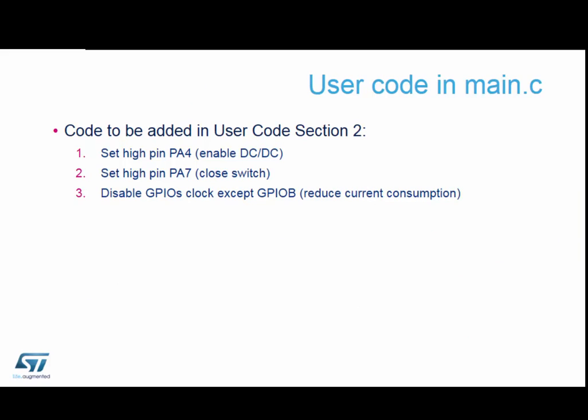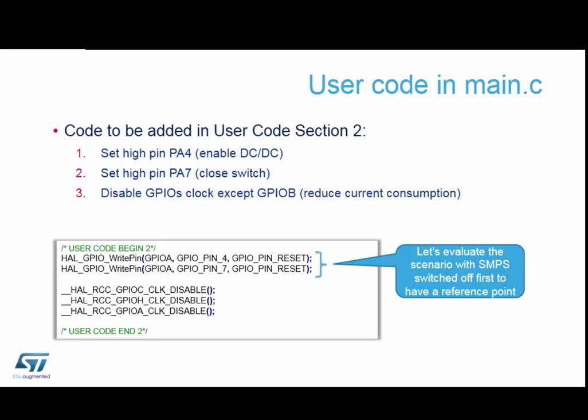Now, please open the main C file inside the Keil environment, and we will add user code. What we need to do is to set high PA4 to enable the DC-DC. Set high also PA7 to close the switch. And optionally, we want to disable the clocks for the GPIOs to reduce a bit the current consumption. The code which I would like you to type or to copy from the presentation is the following. We have 5 function calls, and we need to put them inside user section 2. User section 2 is after the CubeMX initialization, but before the infinite while loop, okay? So it's a good moment to make our test.